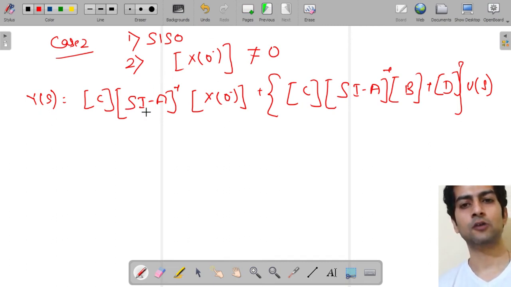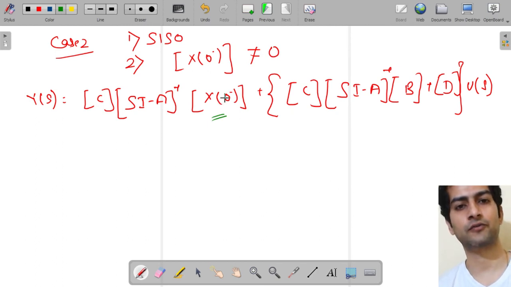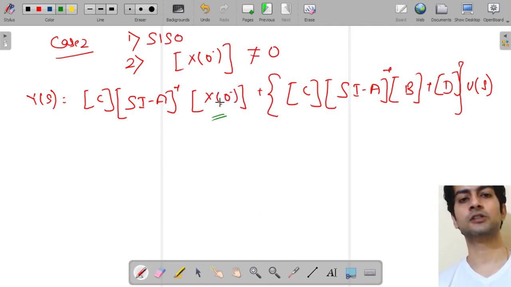Now see, if anyone asks whether you can find a transfer function in this case, and your concept is weak, you will say no, we cannot, because initial conditions are not 0, as we always study in our statements that transfer function is the Laplace transform of output to input with initial condition 0. But see, whether the initial condition is 0 or not is not so important. The system has to be SISO, then only a transfer function can be defined.